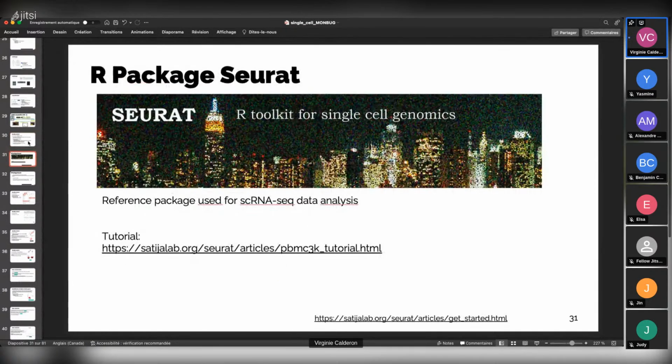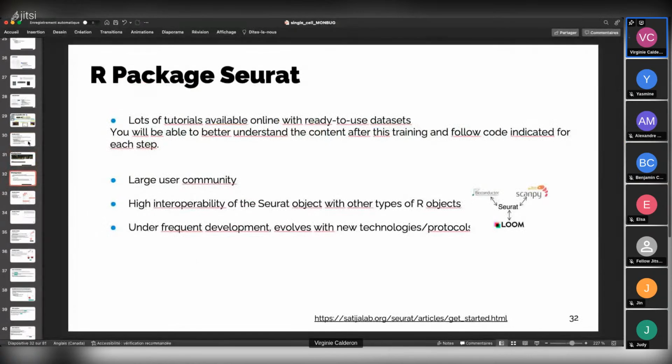For this, we will use the Seurat R package that is really well developed. There are a lot of tutorials available online with ready-to-use datasets, so you can just copy-paste the command lines and analyze available datasets. If you want to be technically trained, you can try these protocols. Also, it's a large user community, so if you have any issue, you just ask a question, or you will find it on the web. Someone already asked the question.